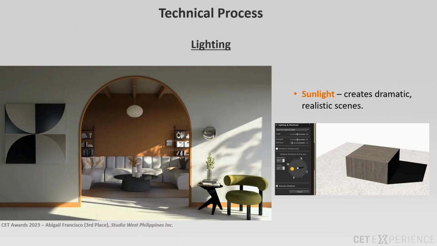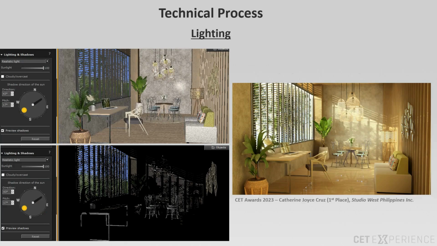Another option for lighting is using sunlight from the Photolab settings under lighting and shadows. With this tool, you can adjust sun direction, pitch, and intensity. This requires a bit more time to adjust to your liking, but once set up, it can create realistic renders, just like here in Abigail's entry last year, where the sunlight added shadows and texture to the overall rendering.